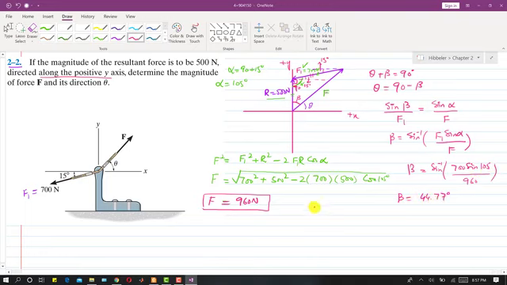44.77 degrees, and now we are asked to find this theta. So we have written this equation: theta is equal to 90 minus beta. So 90 minus beta, where beta is 44.77, theta comes out to be 45.2 degrees. So this is the angle of the force F with the positive x-axis. So this is the solution of this problem.